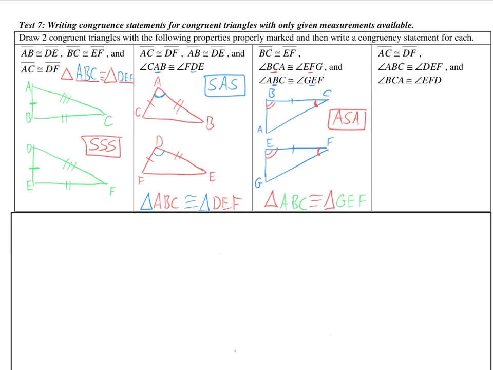Let's make two triangles again. I'm going to make my triangles look like this this time. Again, it's your choice how you want to make your triangles. There's my two triangles. All right, I have AC is congruent to DF. So AC, let's call this A and call this C, is congruent to DF. So I have AC is congruent to DF.